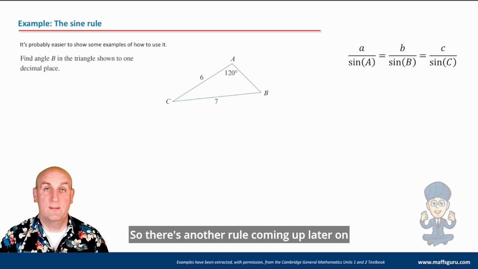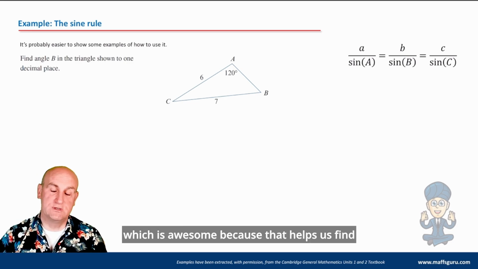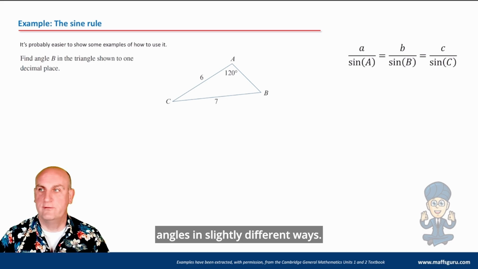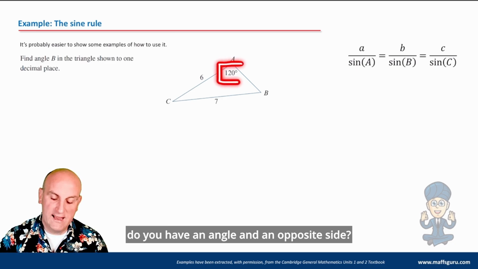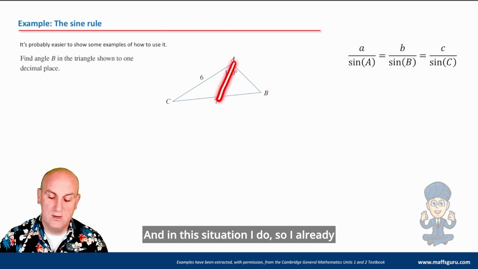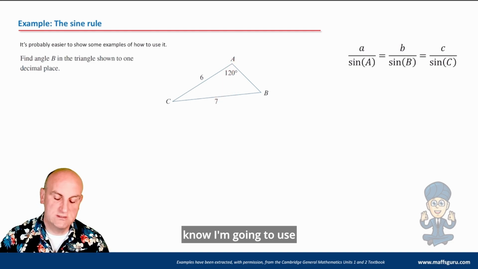There's another rule coming up later on called the cosine rule, which is awesome because that helps us find angles in slightly different ways. But the trick to knowing when to use the sine rule is, do you have an angle and an opposite side? And in this situation I do, so I already know I'm going to use the sine rule for this.